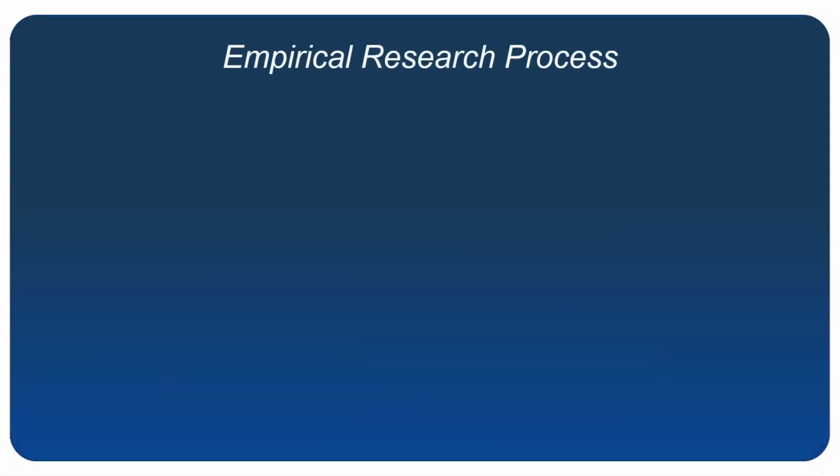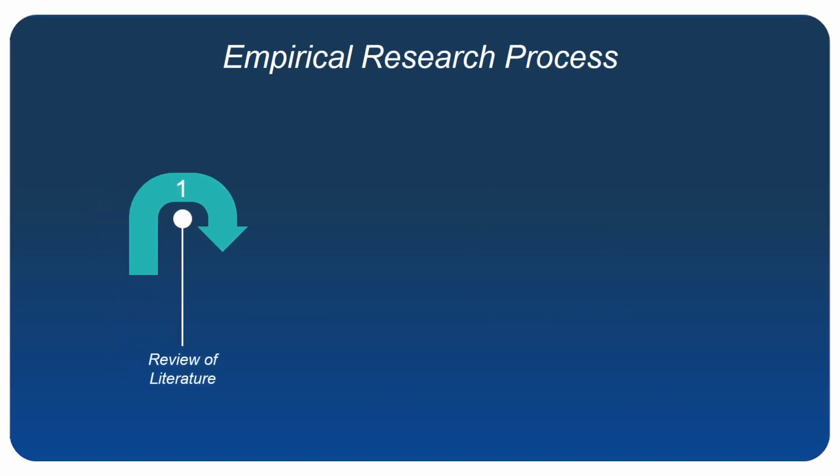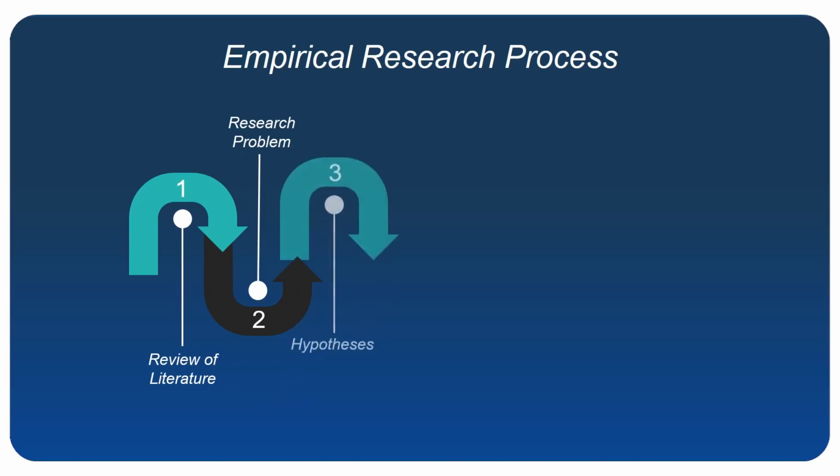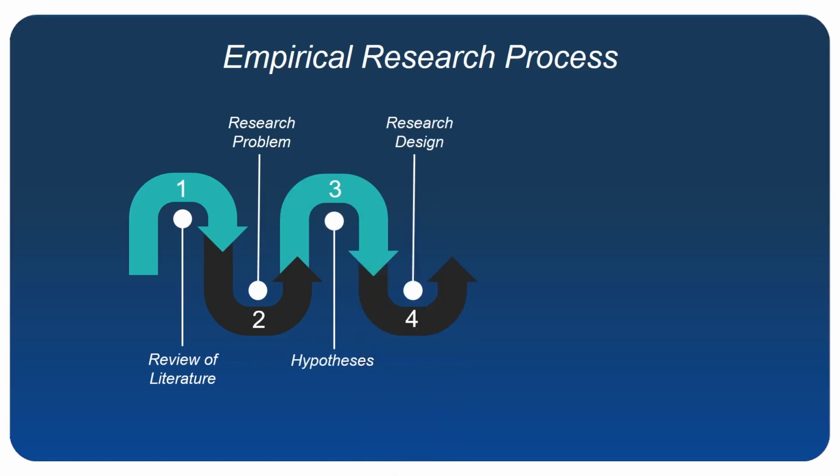Well, the present scope of this module is to throw light on empirical research process in brief. How do we begin our empirical research? First step is to do a thorough review of literature. Based on the review of literature, we identify the research problem for the investigation. That happens to be the second step. From the second step, as we move on to the next one, we formulate hypothesis. From there, we move on to research design.